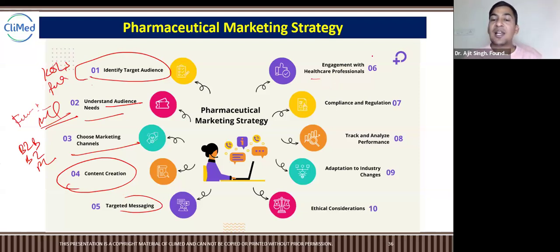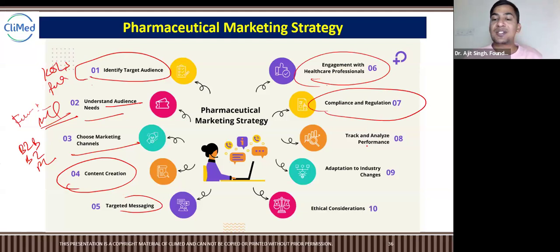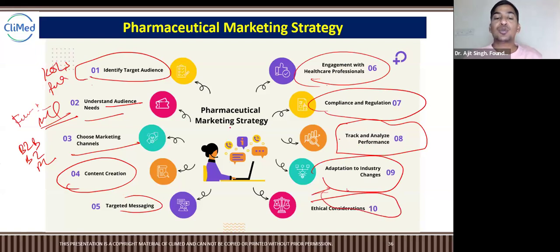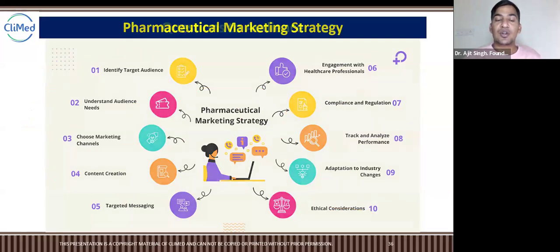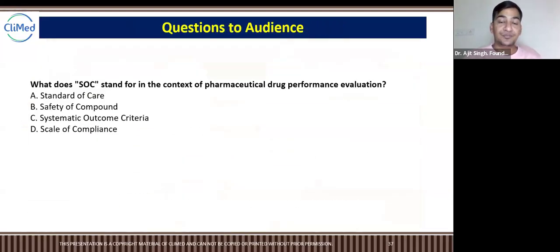Then engagement, like direct meetings, and the conferences, seminars and all. Then complying with the regulations, tracking and analyzing the performance, and then adaptation to the industry, monitoring and ethical considerations. So you have to follow all these parts in pharmaceutical marketing strategies. We can talk in detail later, maybe tomorrow.